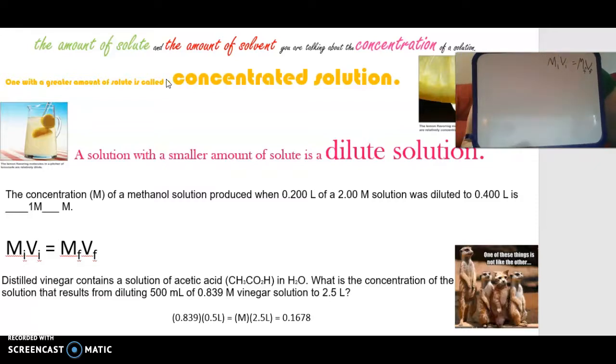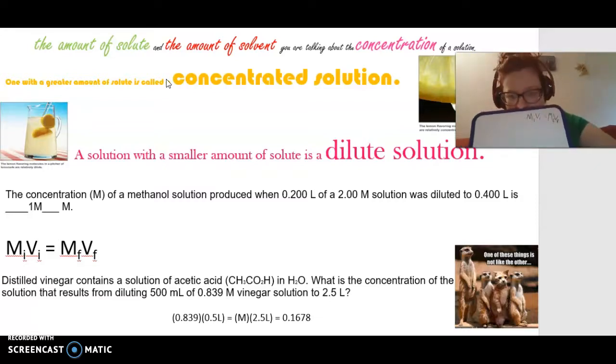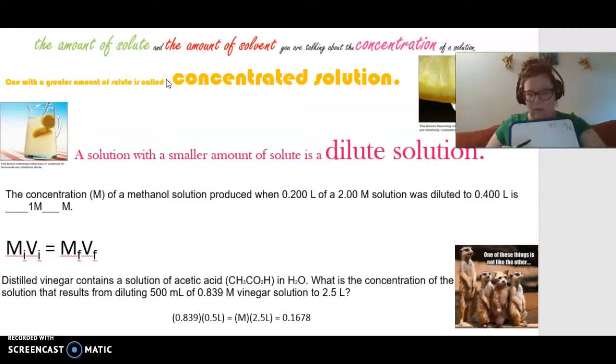What's the next step? Next step is write down what we know. What do we know? Well, I know that we were given a 0.2 liter solution. I know that it is 2 molar. And then I know we're going to dilute it to 0.4.